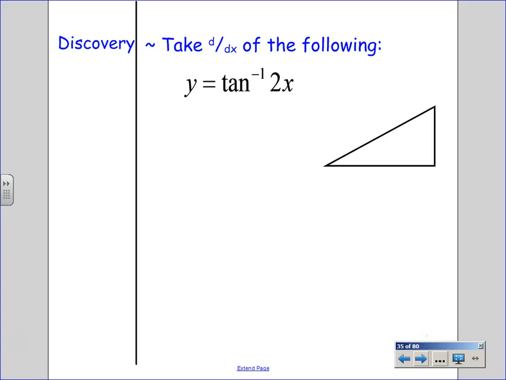So, take the derivative. There's a rule. Yeah, but we're looking at what's behind the rule. Now I'm going to go ahead and write the rule just because we are supposed to be learning and memorizing it. So if we were trying to find d dx of tangent inverse of u, guys, go ahead. What's the forever card say?